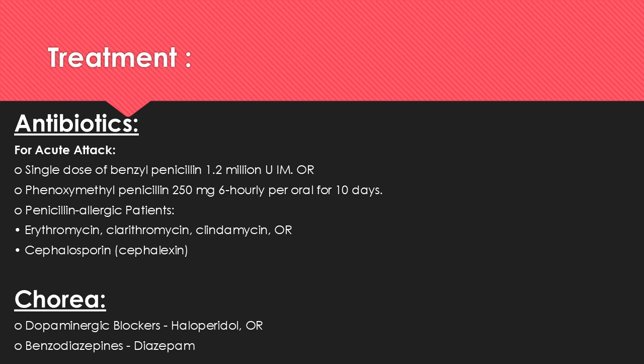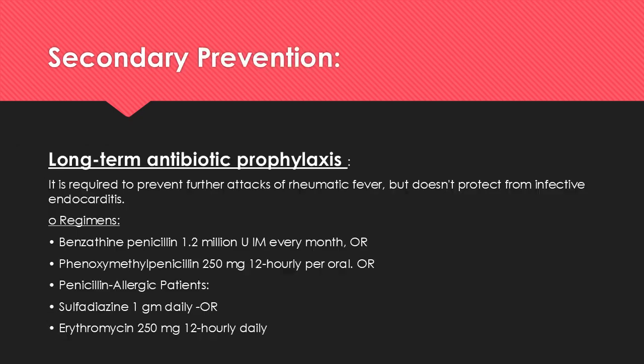Antibiotics are required for the acute attack. A single dose of benzyl penicillin 1.2 million units intramuscular can be given, or phenoxymethyl penicillin 250 mg 6 hourly per oral for 10 days is also given. Penicillin allergic patients can take erythromycin, clarithromycin, clindamycin, or cephalosporins if they can take them. Chorea needs treatment with dopaminergic blockers such as haloperidol or benzodiazepines like diazepam.